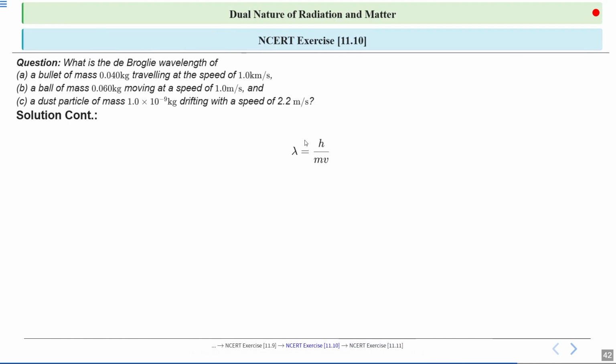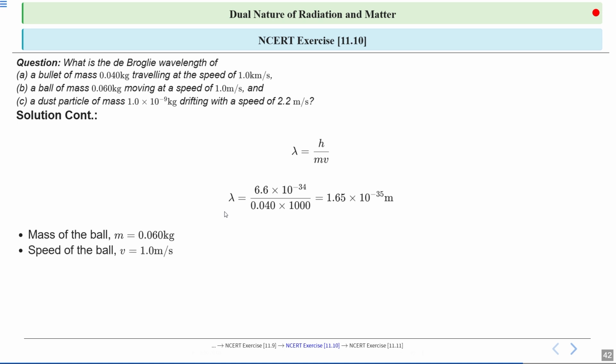To solve this, we use the de Broglie wavelength formula, lambda equal to h divided by mv. Solving this, you will get lambda equal to 1.65 × 10^-35 meter. Mass of the ball m equal to 0.060 kg. Speed of the ball v equal to 1 meter per second.